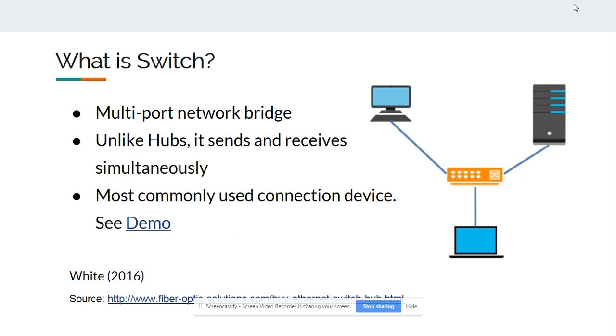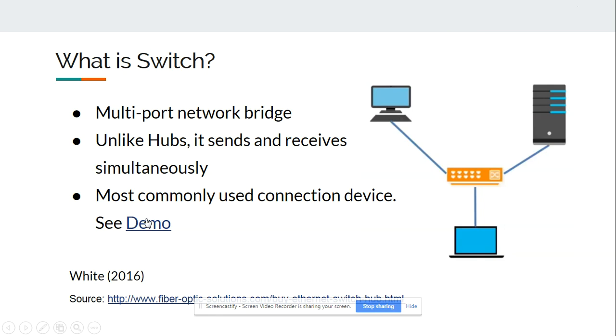A switch is an upgraded version of the hub. So it has two good things. It's a little bit smarter. It enables you to send data simultaneously. Two or more computers can send information simultaneously to the switch. That's one advantage. You are not going to be able to do that in the hub. The other thing is that it also enables you to send data to a specific location.